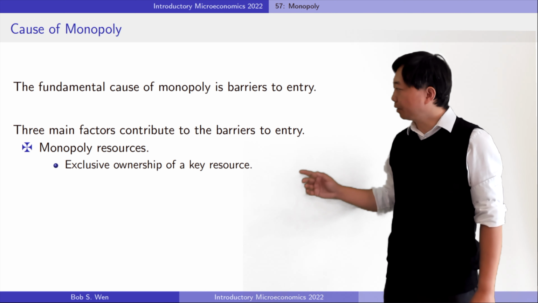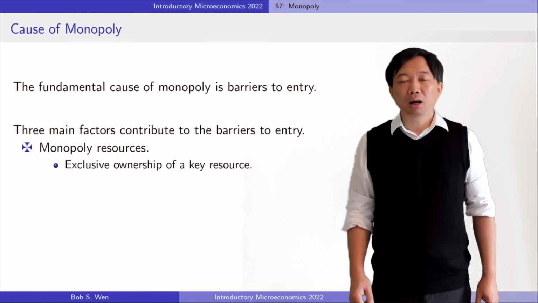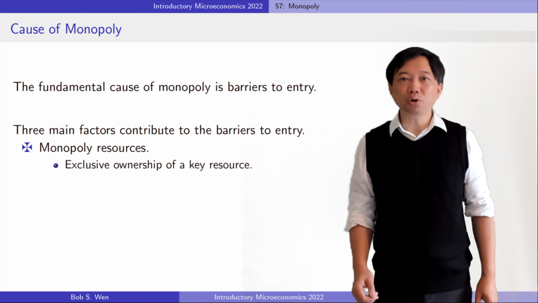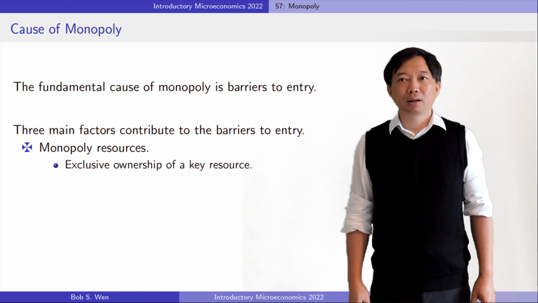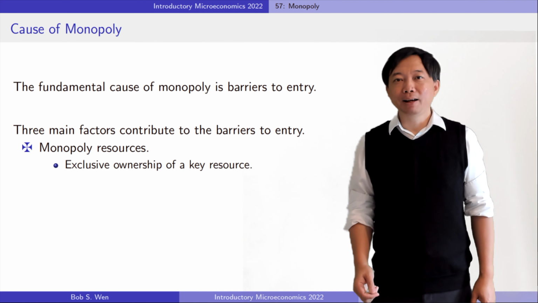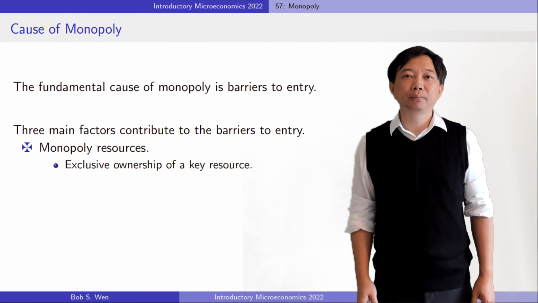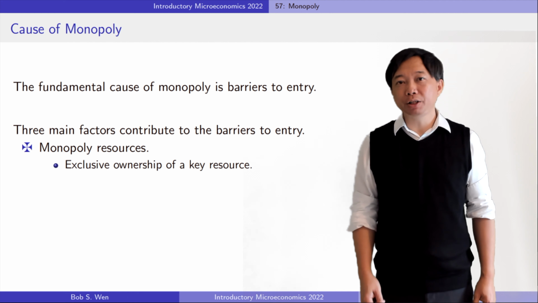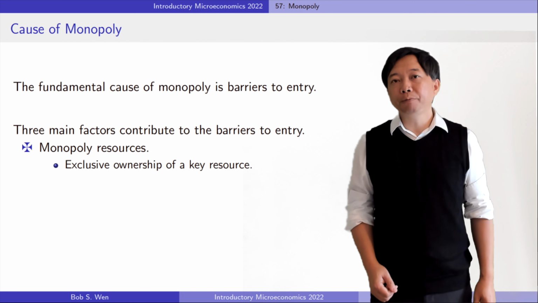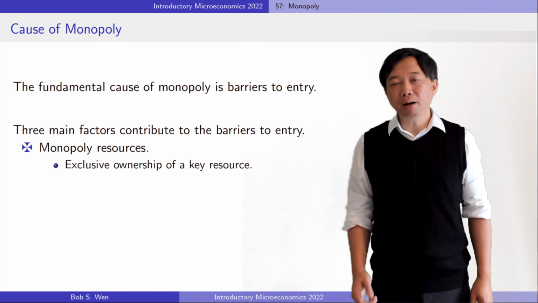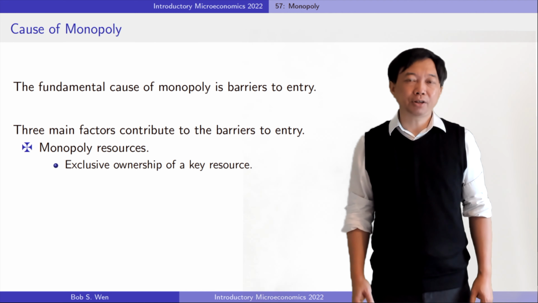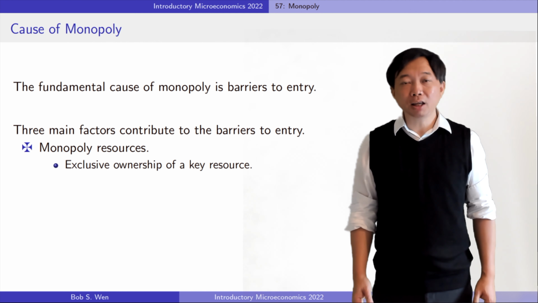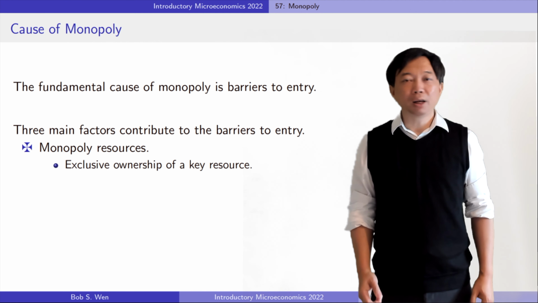The first one is the monopoly resources. A key resource required for production is owned by a single firm. Take our ice cream firm as an example. If a key ingredient for ice cream is only owned by our ice cream firm, and no other firms can get the ingredient, then only our ice cream firm can produce ice cream cones and becomes the monopoly firm in the ice cream market. But in practice, monopolies rarely arise for this reason, because the ownership of a key resource of a product is usually not exclusive.